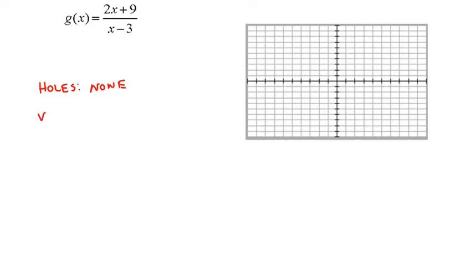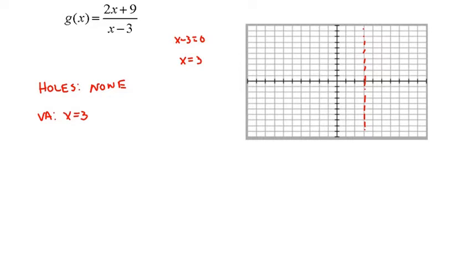Next, I would look at any vertical asymptotes for this problem. Vertical asymptotes are what makes the bottom equal 0. So x minus 3 equal to 0. X is equal to 3. So vertical asymptote is x equals 3. I would highly recommend that you go over to your graph paper, put in that x equals 3 line right there.